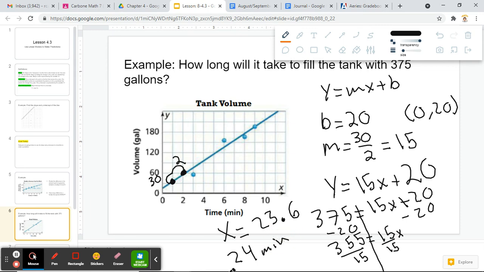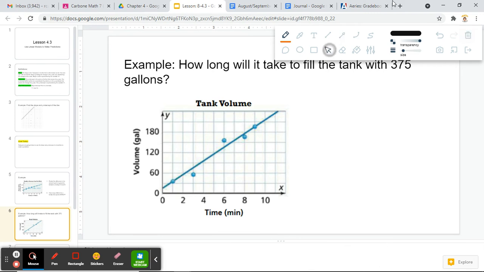And if we look at this trend, the way this is progressing, that does look like it's going to be about accurate. We're at 180 here, so this would be 210, and 375 would be way up here. So our line would be way up there. It would make sense that it would be in the 24-minute range. Okay, going on to our last example here.